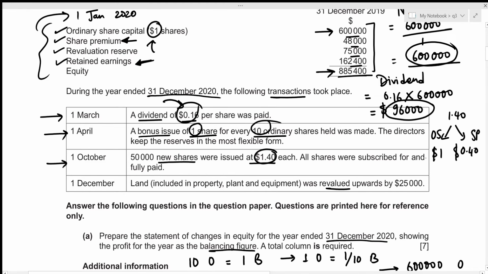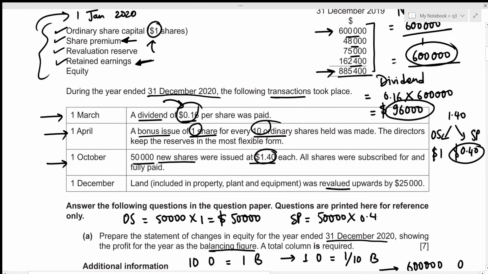Let's figure out the value to be included in our ordinary share. We have our number of new shares to be 50,000, so we just multiply it with the nominal rate. That's 1, which gives our ordinary share value to be increased by 50,000. And then we have our share premium as well. Again, the number of shares is 50,000. We just need to multiply it with the share premium rate, which we figured out to be 0.40, which results in the share premium being increased by 20,000.